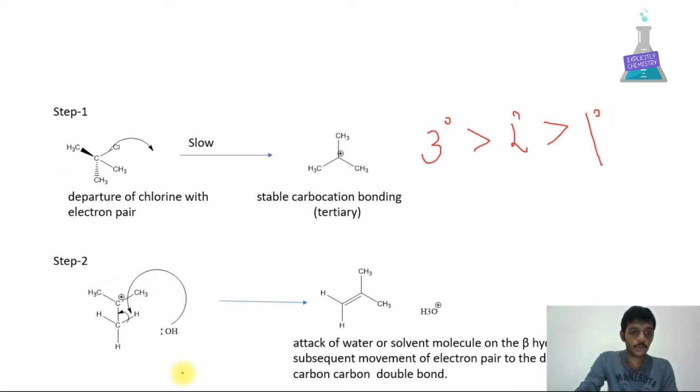In step 2, the base abstracts this proton over here, and this bond migrates here, and formation of the double bond occurs here. Here is the attack of water or solvent molecule on the beta hydrogen. Here this is a beta hydrogen, and with the subsequent movement of the electron pair, the carbon-carbon double bond is formed.